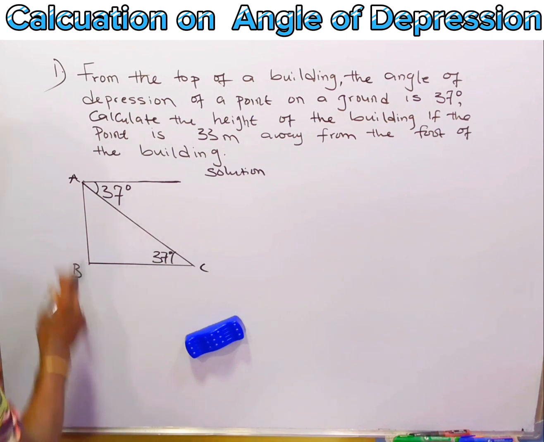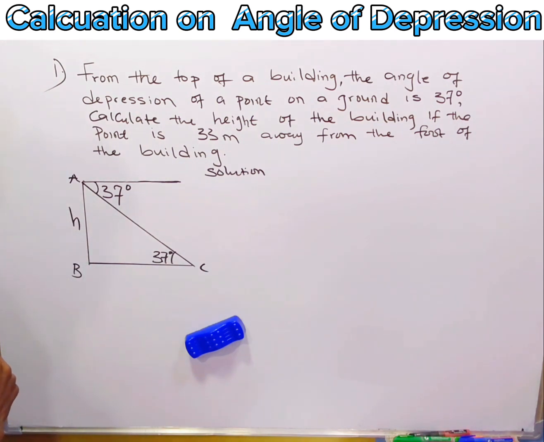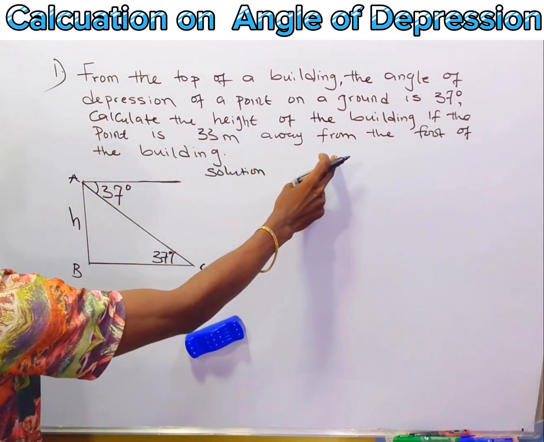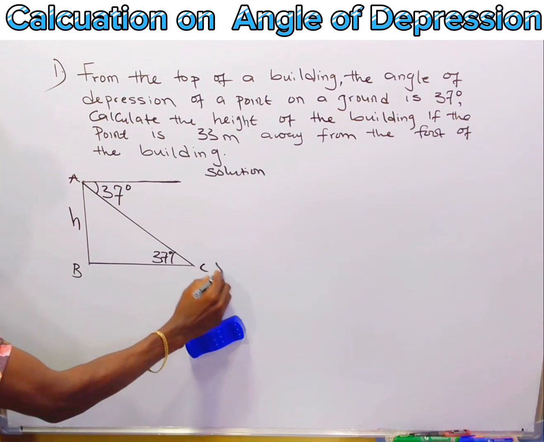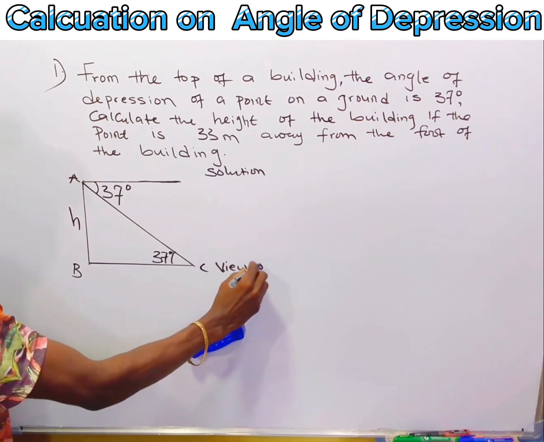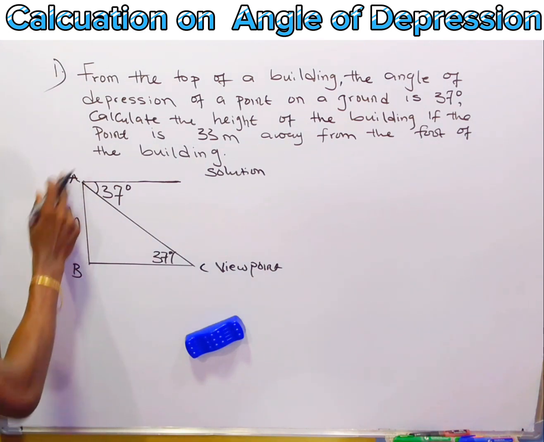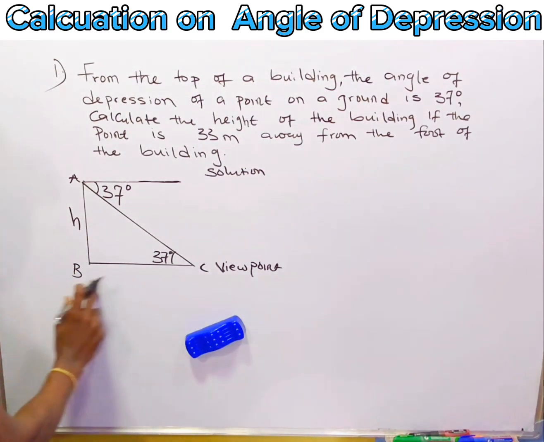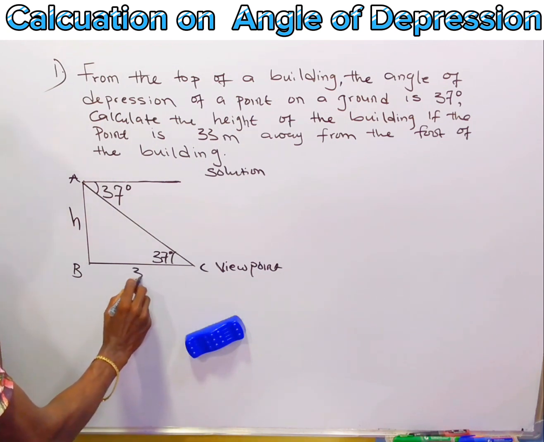Calculate the height of the building. This is our building, so this is the height of the building. If the point is 33 meters away from the foot of the building. This is the point, which is the viewpoint, and this is the foot of the building, which is the ground level of the building. This is the height, this is the foot of the building, and the distance between the foot of the building and the point is 33 meters.